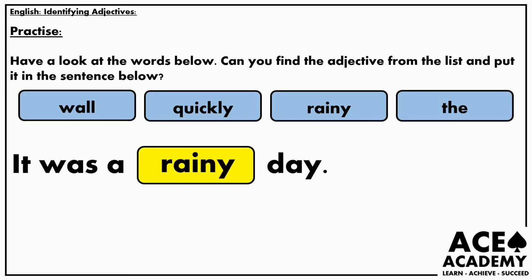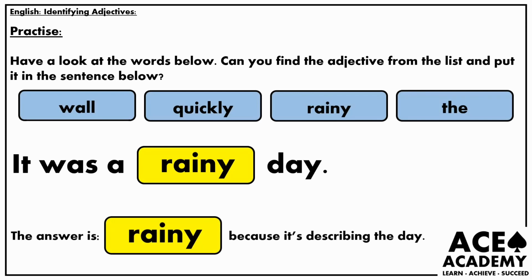That's right. Rainy is the adjective. It was a rainy day. The answer is rainy because it is describing the day.